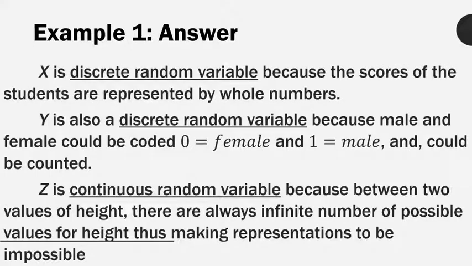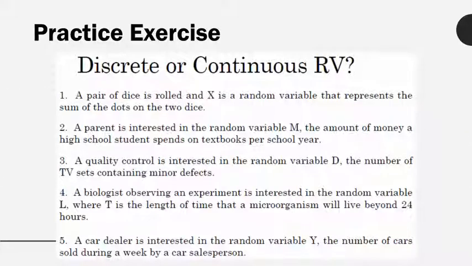For the answers, X is discrete because the scores can be represented by whole numbers from 0 to 50. For Y, it is discrete also because we have a countable number of genders. And for the third one, Z is continuous because the height arises from measurement. So for your practice exercise, you're going to distinguish if it is discrete or continuous.